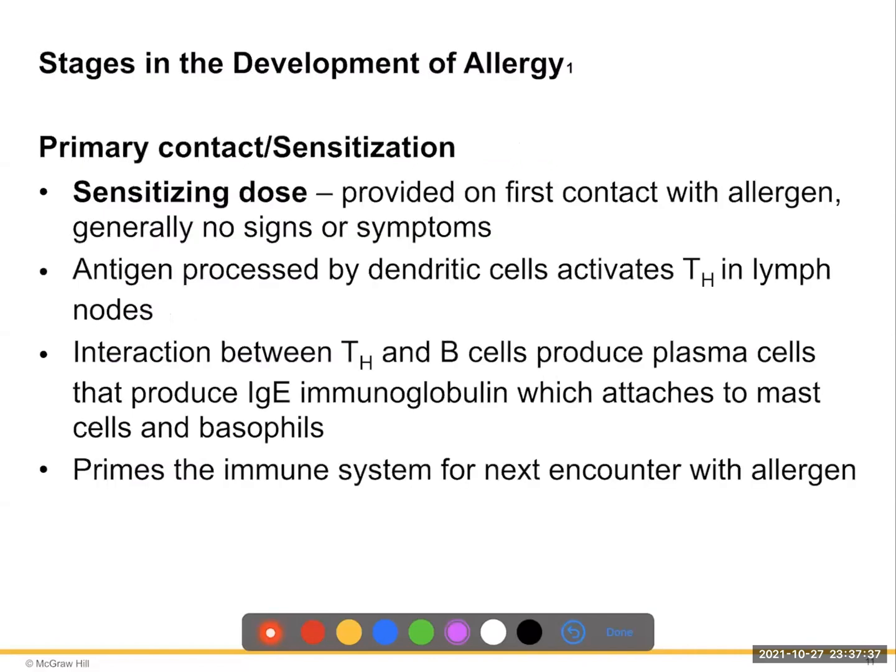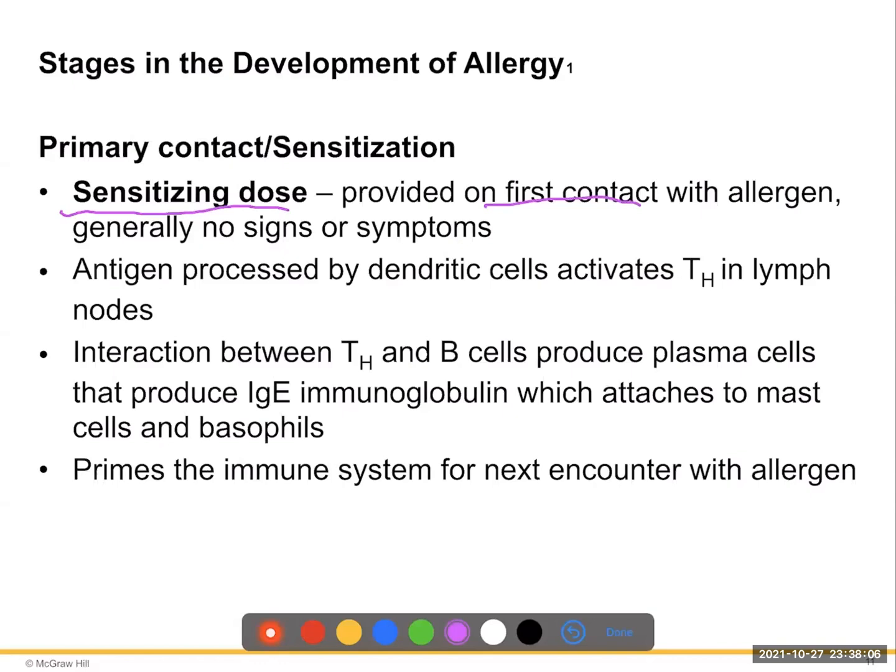Okay. The primary contact and sensitization. They have to have a sensitizing dose. The dose has to be large enough for an allergic reaction to occur. So on the first contact with the allergen, the first time you come into contact with an allergen, you will not get a response because you will build up your memory to it. You'll build up your B cells, will recognize your T cells, and it takes a while. Generally, there's no signs or symptoms if it's mild enough. Okay? It's the second time.